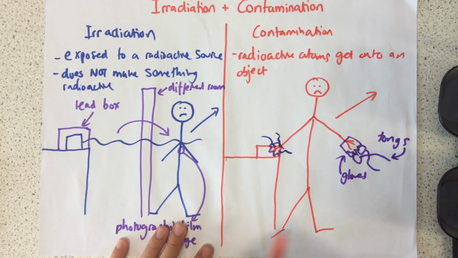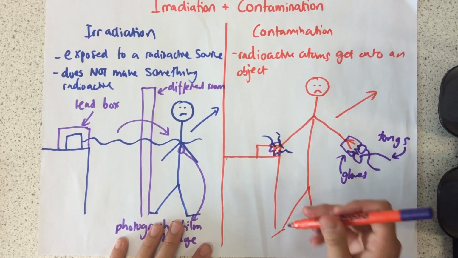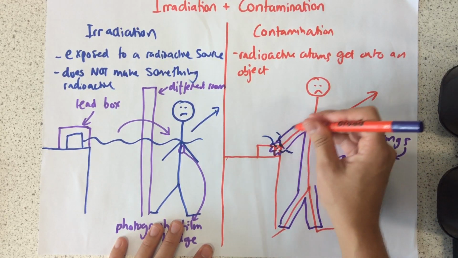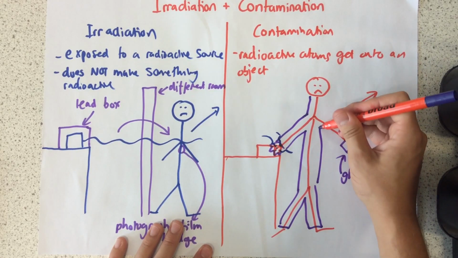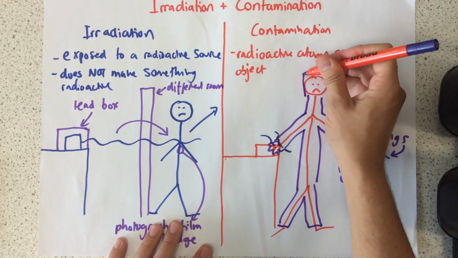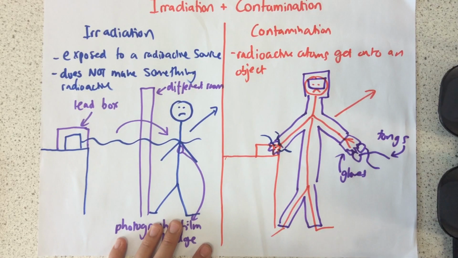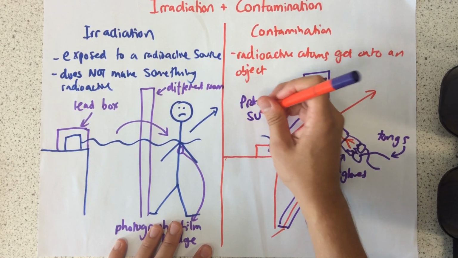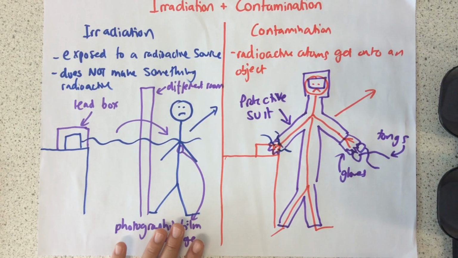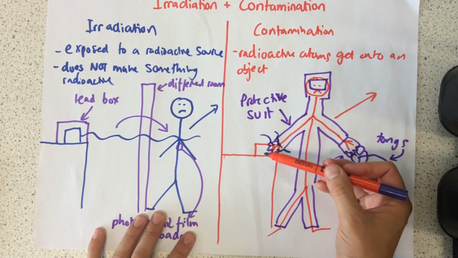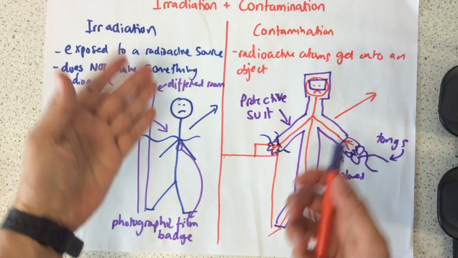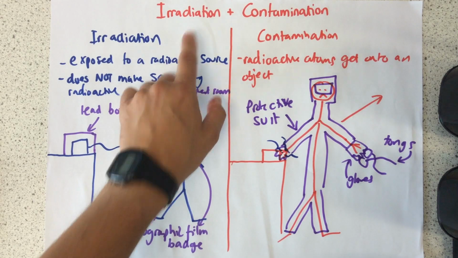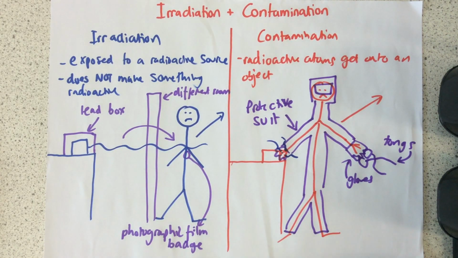And in certain cases, depending on the type and the strength of the radioactive source, it could even be appropriate for them to be wearing a full-on protective suit. By doing this, it means that even if some radioactive material is to get on the suit, when they take off the suit, it will no longer be affecting them. So that is the difference between irradiation and contamination.